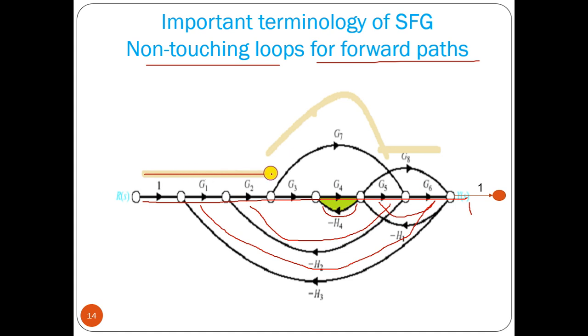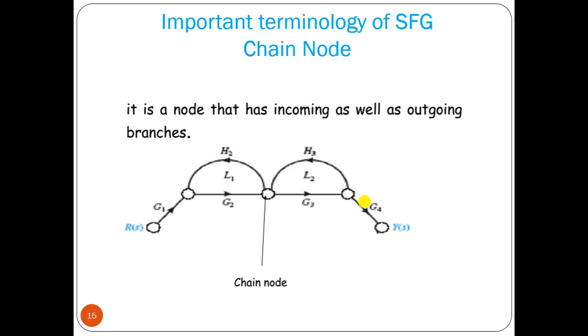Now if we consider up to this, and if you go this way, this is the second forward path because of this arrow. What we can see is, for this forward path, this loop is non-touching to this forward path because the nodes are not common. This is another point that you have to find out. Okay, so this is the part.